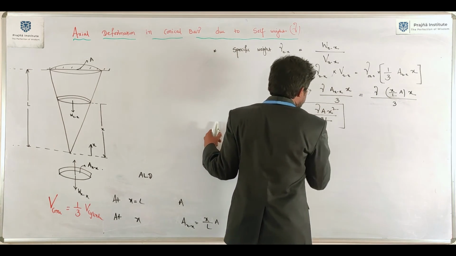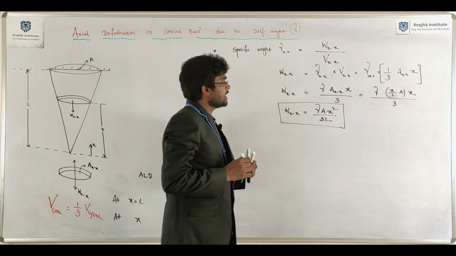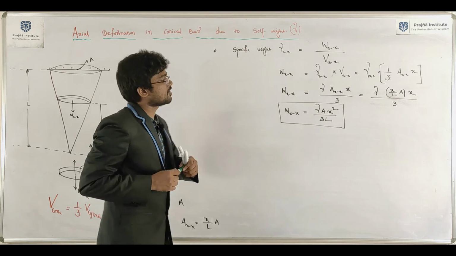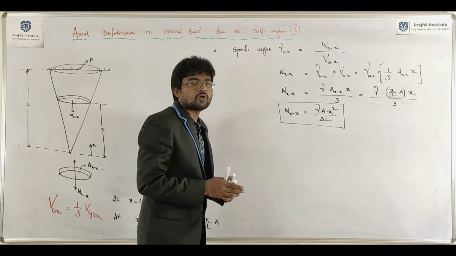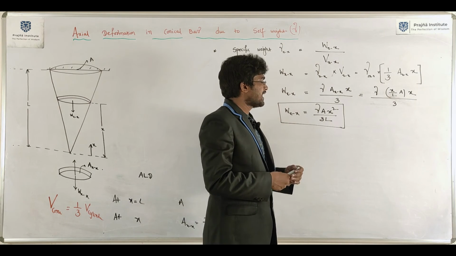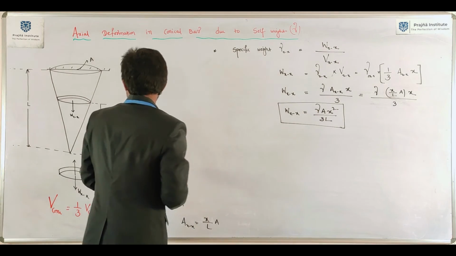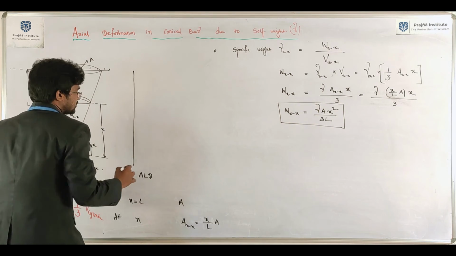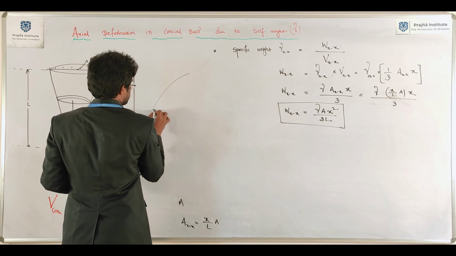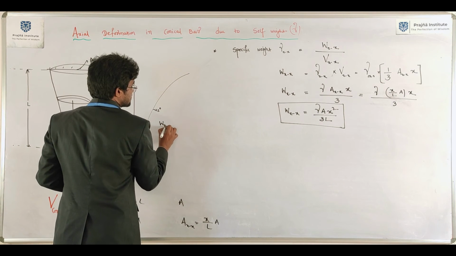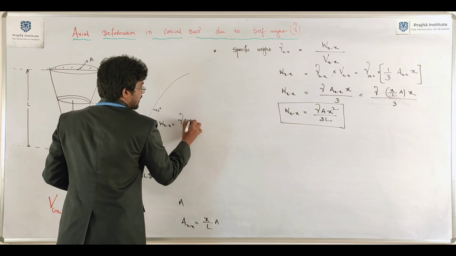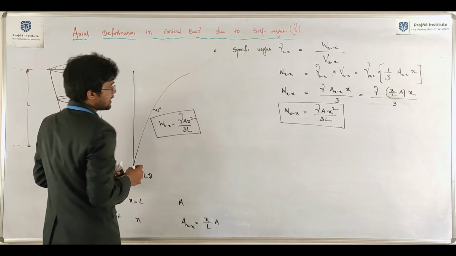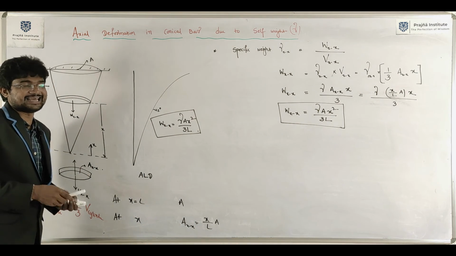Here load is varying with respect to x. It is a parabola. Here load is varying with respect to x in a parabolic way. From here to here it is a second degree curve. W_x equals gamma A x square by 3L.